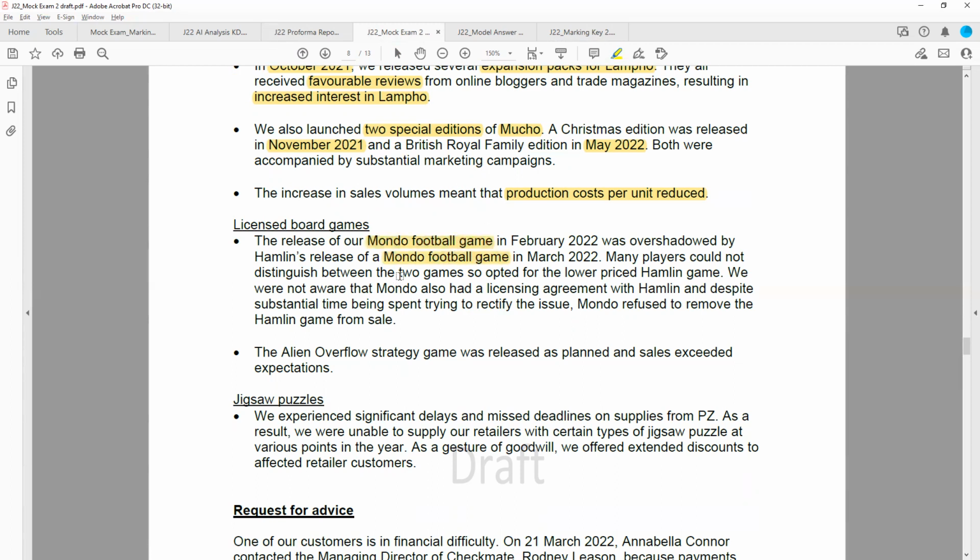So you can kind of understand why players, so consumers, cannot distinguish between the two, so opted for the lower priced Hamlin game. We were not aware that Mondo also had a licensing agreement with Hamlin, and despite substantial time being spent trying to rectify the issue, Mondo refused to remove the Hamlin game from sale. So this is going to be a reason clearly why Mondo sales are going to be lower, or perhaps haven't increased by as much. And we're also told that substantial time was spent trying to rectify the issue.